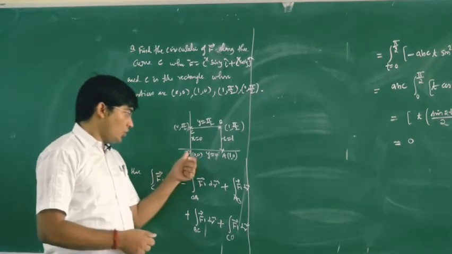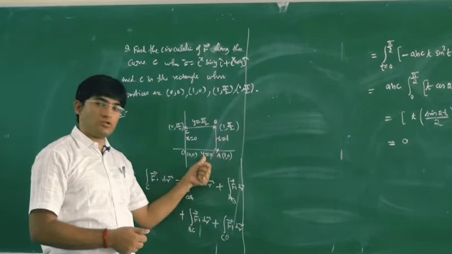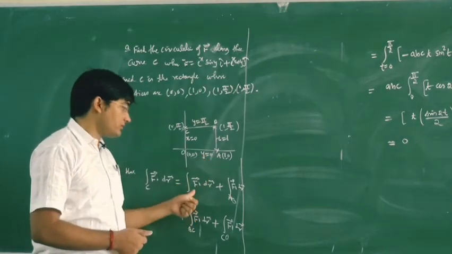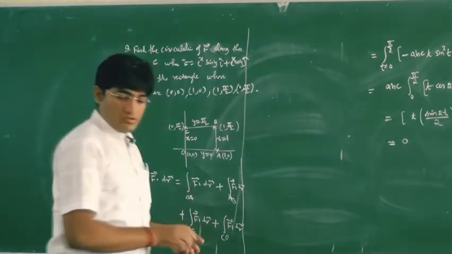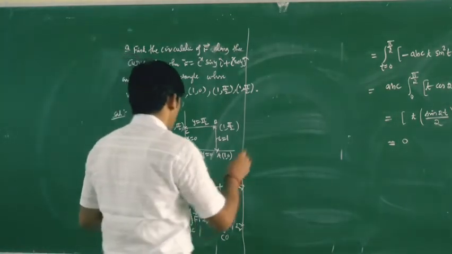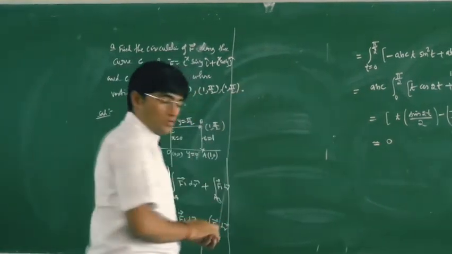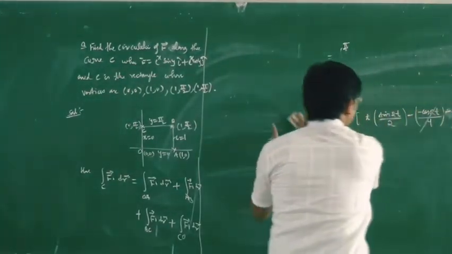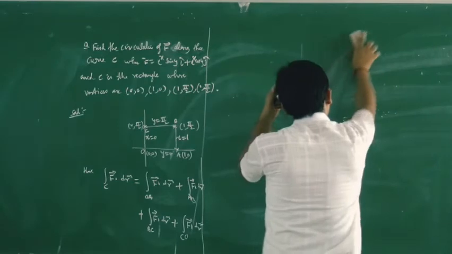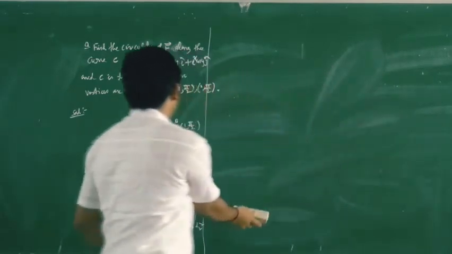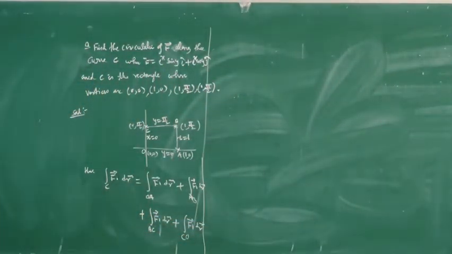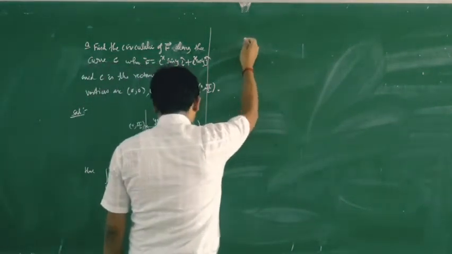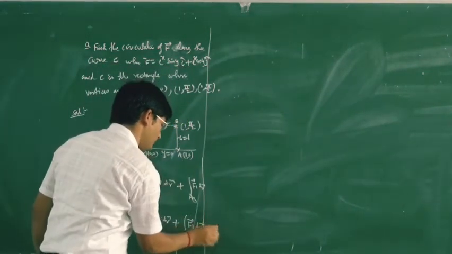Now for OA, our y is 0, so our dy will be 0. So the terms will be in terms of x. So the first integral will be in terms of x. So let us evaluate all these 4 line integrals. Say this is equation number 1.